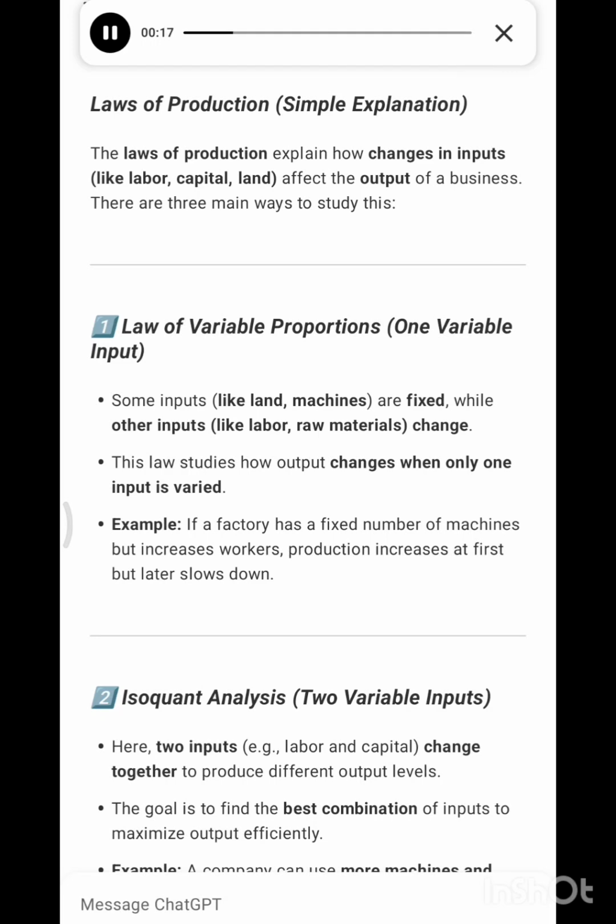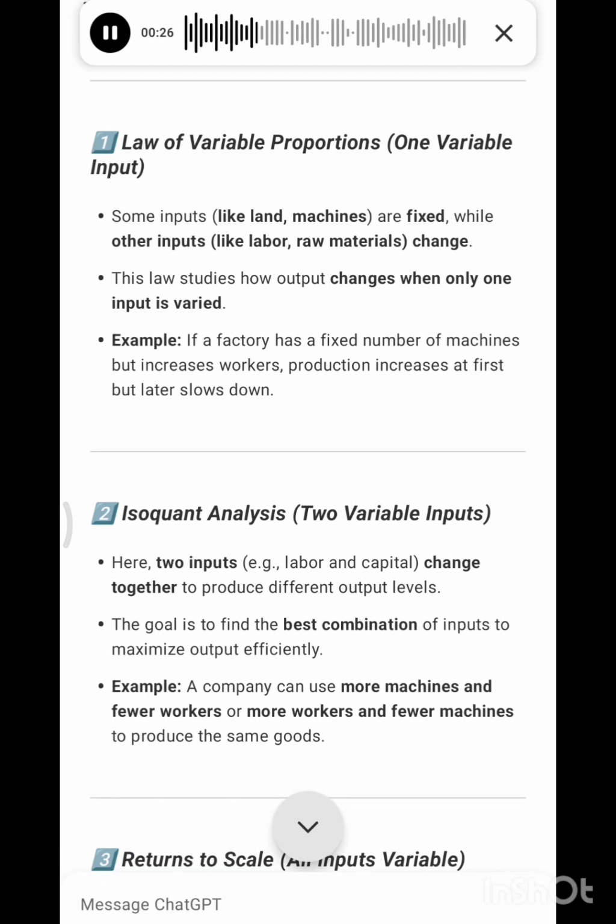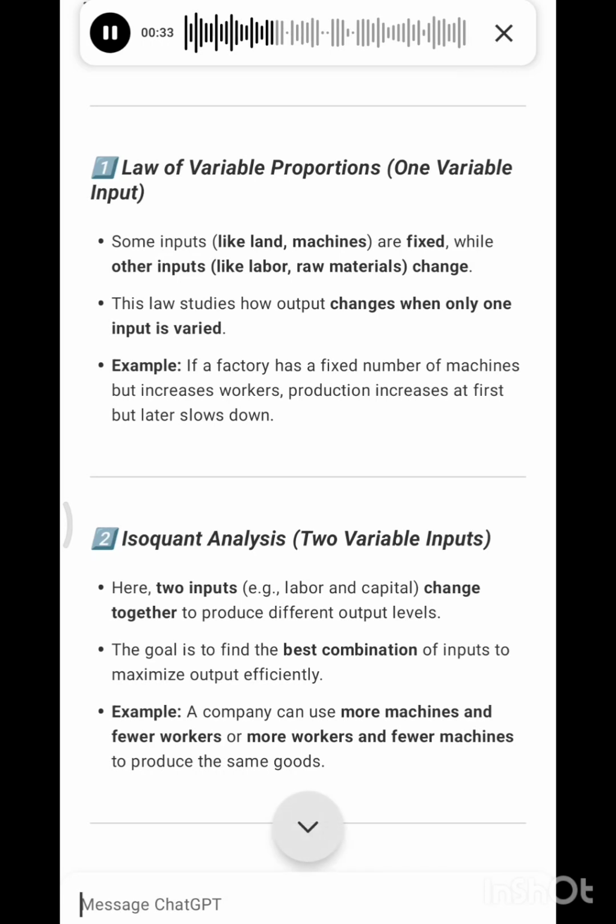Some inputs, like land, machines, are fixed, while other inputs, like labor, raw materials, change. This law studies how output changes when only one input is varied. Example: if a factory has a fixed number of machines, but increases workers, production increases at first, but later slows down.